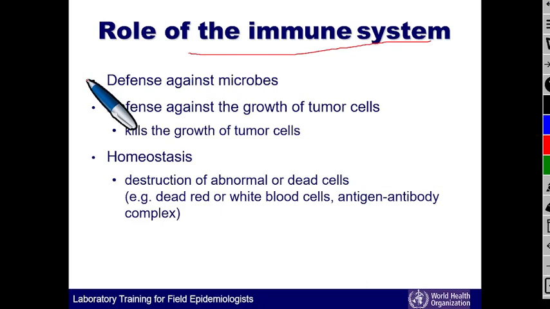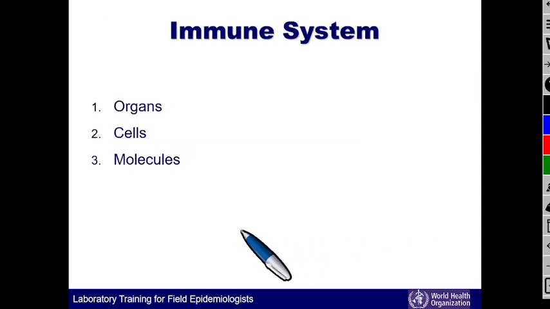There is defense against microbes, defense against the growth of tumor cells, homeostasis, and destruction of abnormal and dead cells. For example, dead red or white blood cells and antigen-antibody complexes.